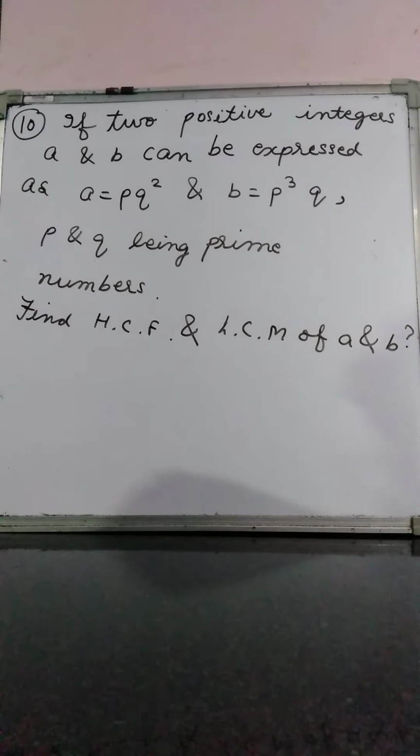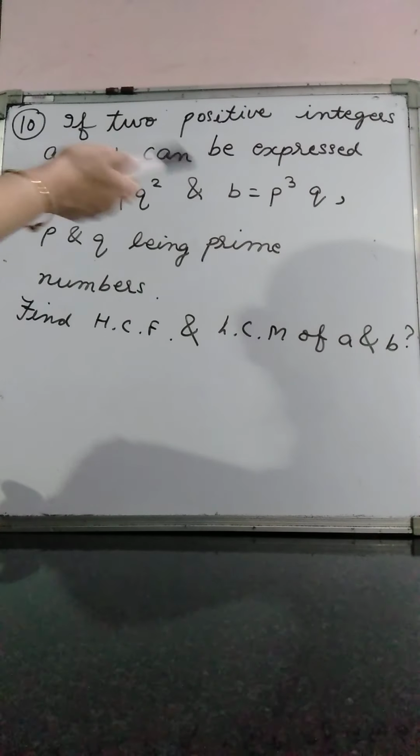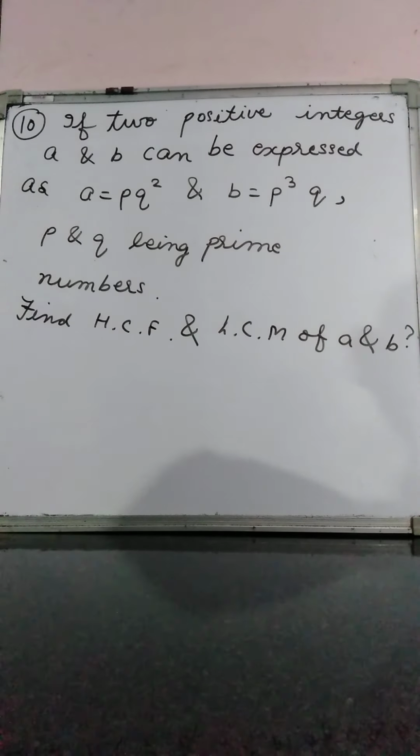Now the last question is, if two positive integers a and b can be expressed in terms of p and q, p and q being prime numbers, find the HCF and LCM of a and b. Now try this question and answer it in the comment section given below.